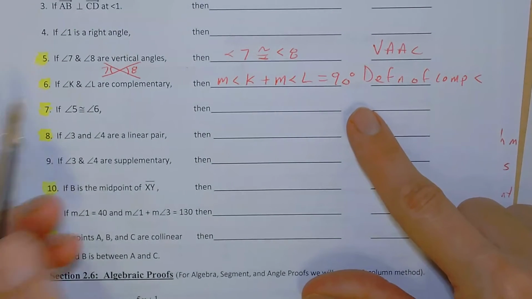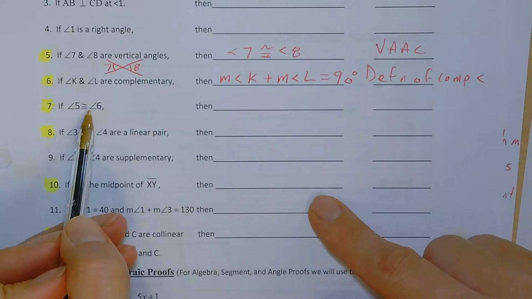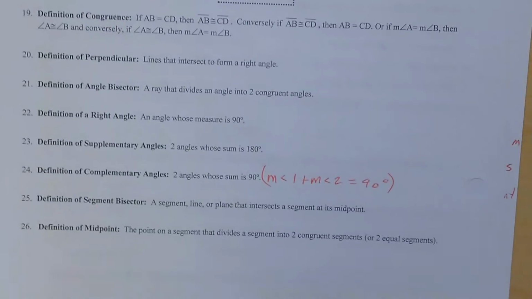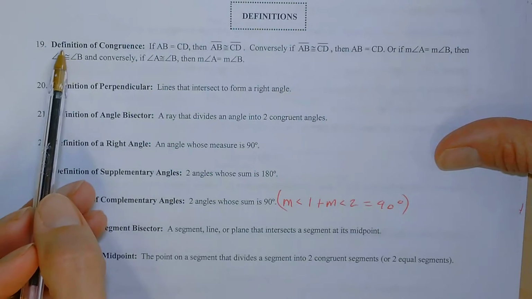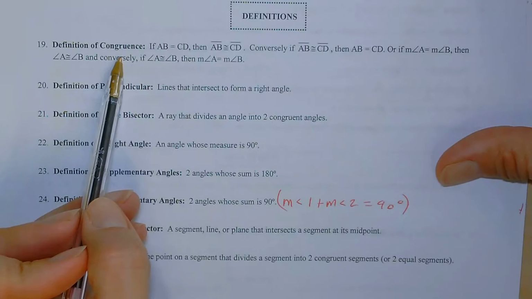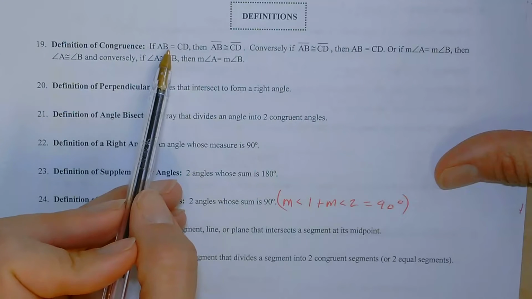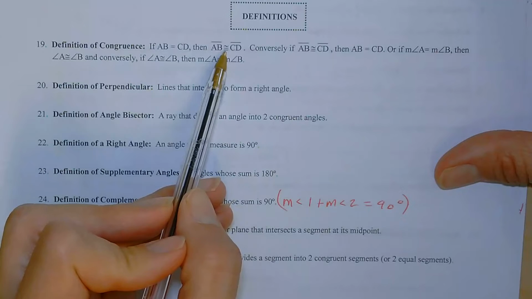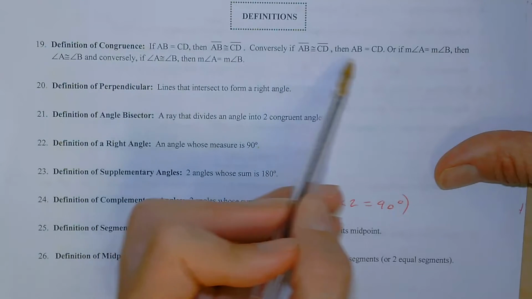Okay, number 7. I have 2 angles that are congruent to each other. I'm not really sure what I could do, so I'm going to go look at my definitions. So I go to my cheat sheet, and I'm going to notice, and you haven't used this one before, so this would be brand new, the definition of congruence. So let's take a look at the definition of congruence. If 2 segments are equal in measure, then they're congruent in size and shape. Conversely, which is the converse, if they're congruent in size and shape, they're equal in measure.